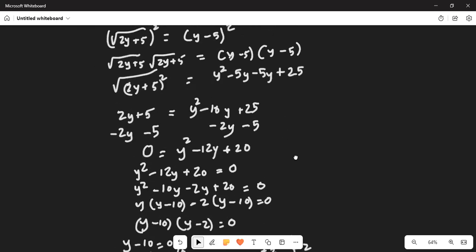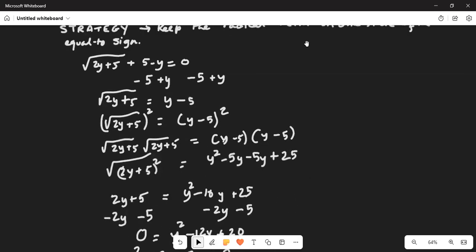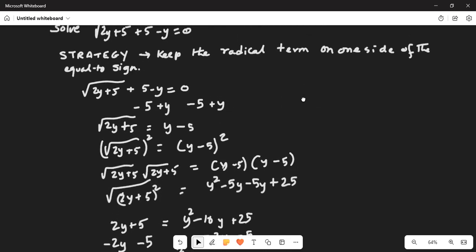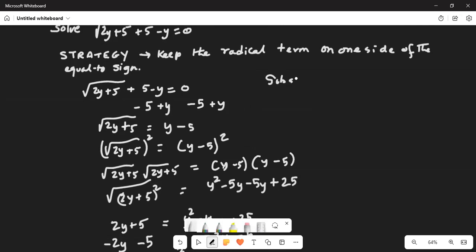Remember my original equation is square root of 2y plus 5 plus 5 minus y equal to 0. So let's go over here and work with the solution. Let's plug in y equal to 10 in the original equation. Substitute y equal to 10. What do I get? Square root of 2 times 10 plus 5, plus 5 minus 10.